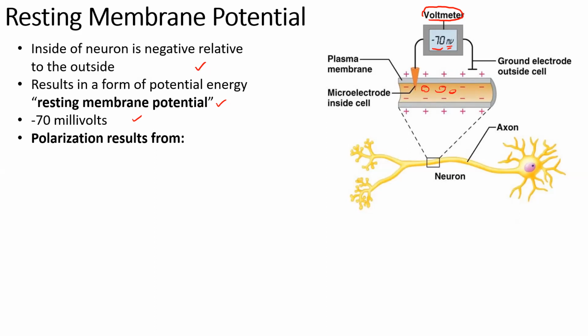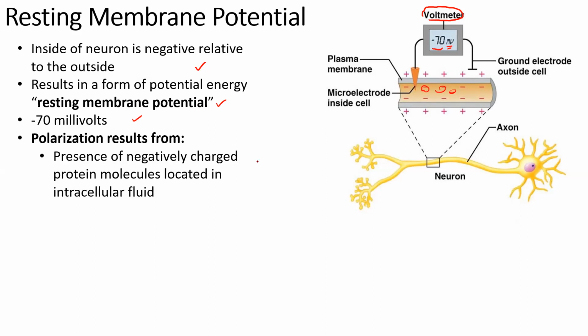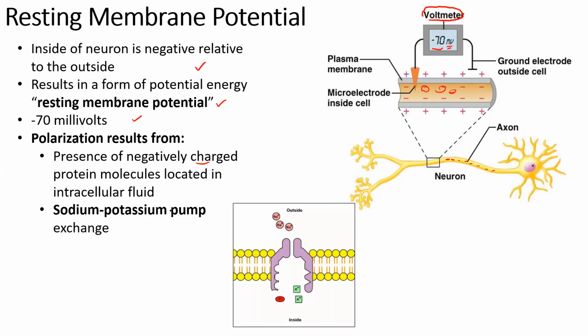Polarization results from two key things. The presence of negatively charged proteins inside the axon. They can't move out. And the sodium-potassium exchange pump that is going to pump 3 sodiums out for every 2 potassiums in. So we get a buildup of more positive on the outside. So it's a 3 to 2 ratio.